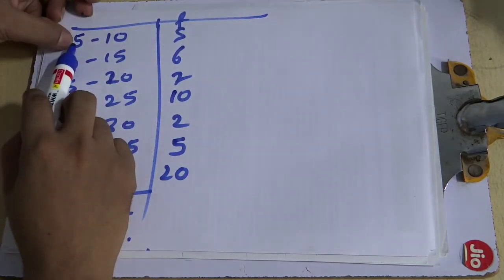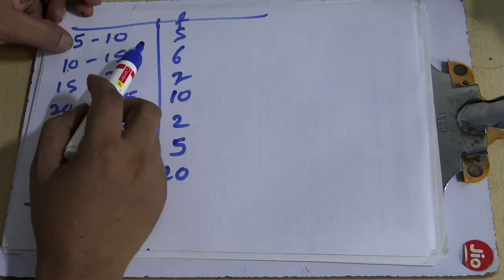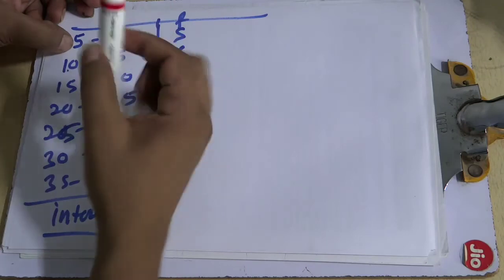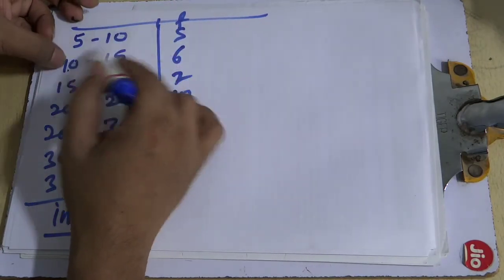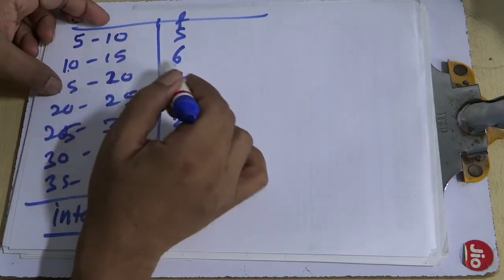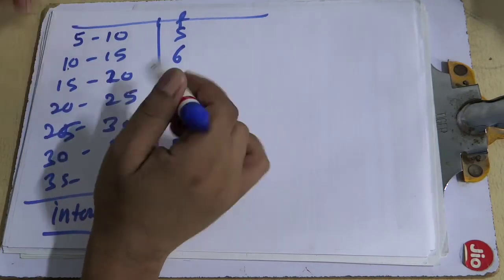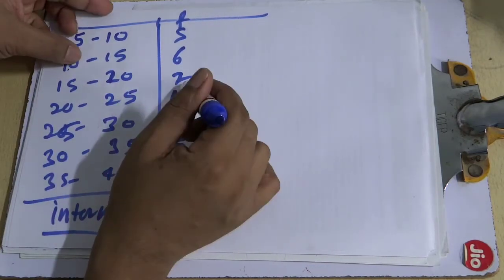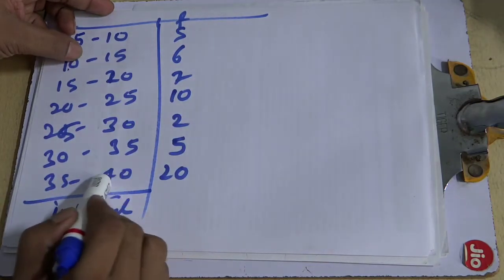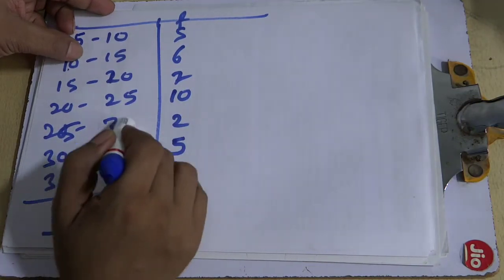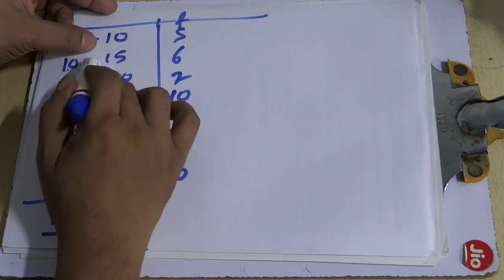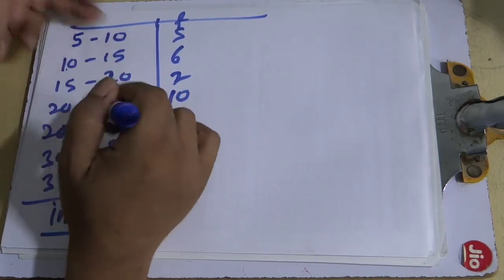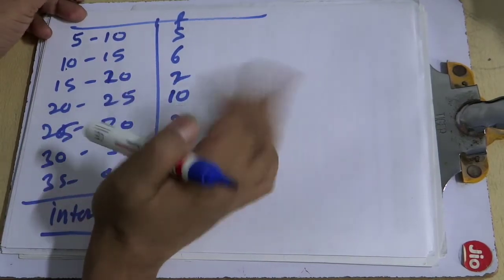First is more than 5. Here you can see who got marks more than 5, more than 10, more than 15, and so on. Another is who got marks less than 40, less than 35, less than 30, less than 25, less than 20, less than 15, and less than 10.